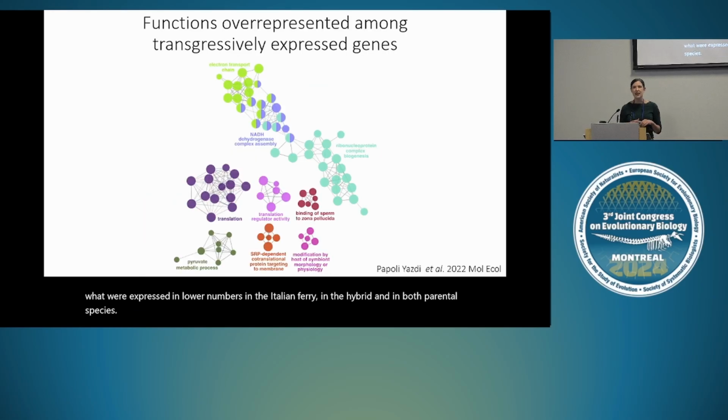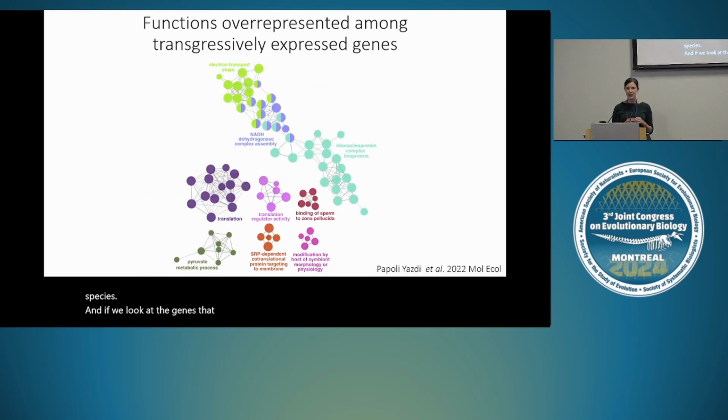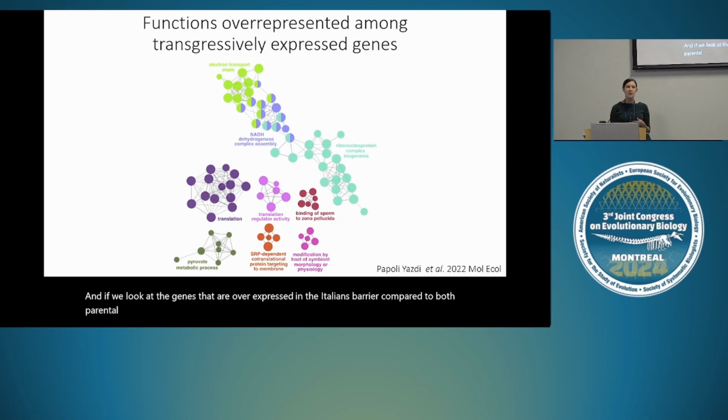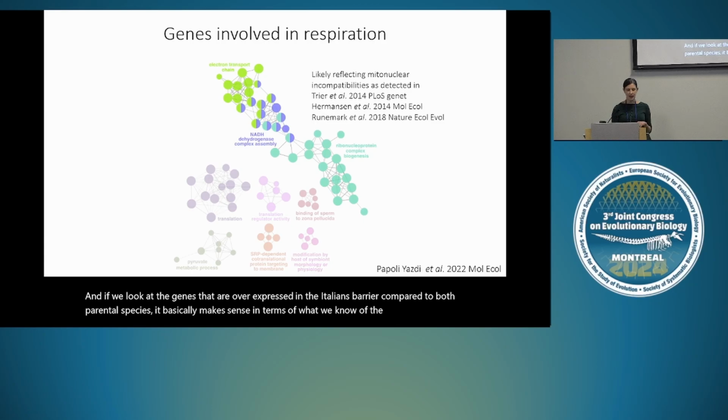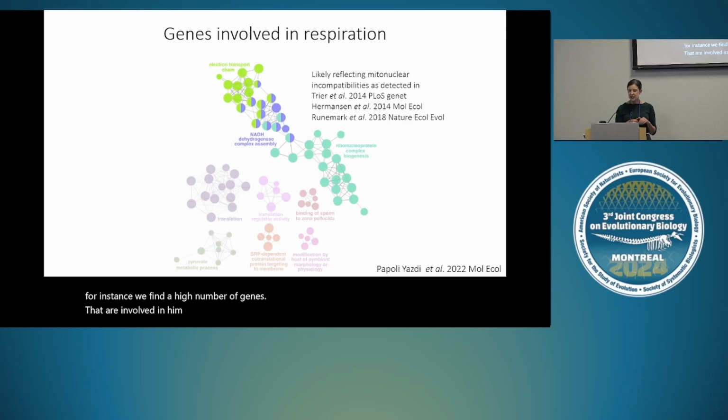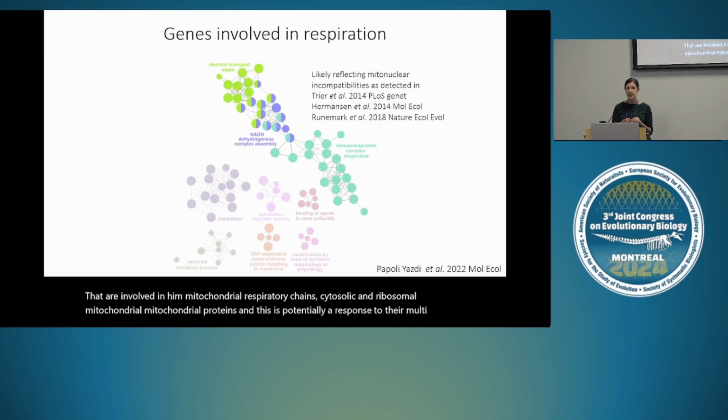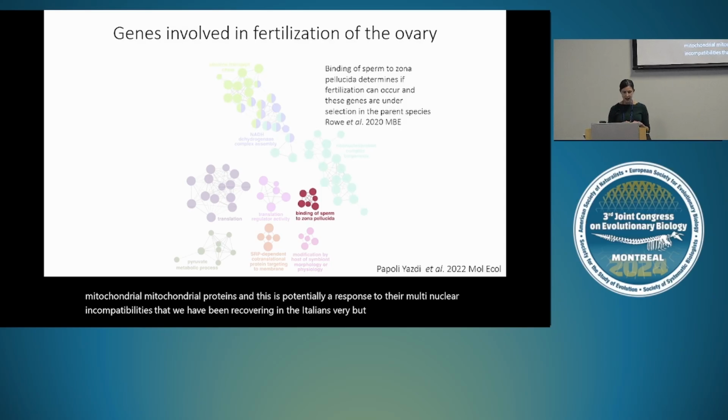And if we look at the genes that are overexpressed in the Italian sparrow compared to both parental species, it basically makes sense in terms of what we know of the Italian sparrow. For instance, we find a high number of genes that are involved in the mitochondrial respiratory chain, cytosolic and ribosomal mitochondrial proteins. And this is potentially a response to the mitonuclear incompatibilities that we have been recovering in the Italian sparrow. But this is nothing we've gone further and tested.